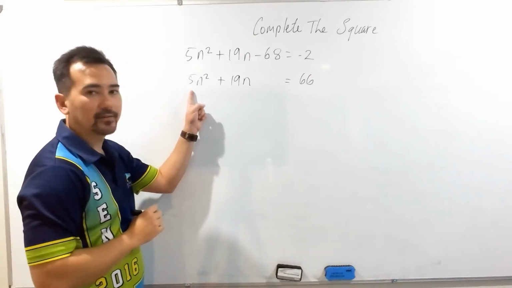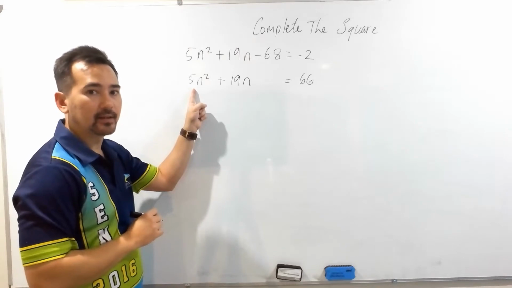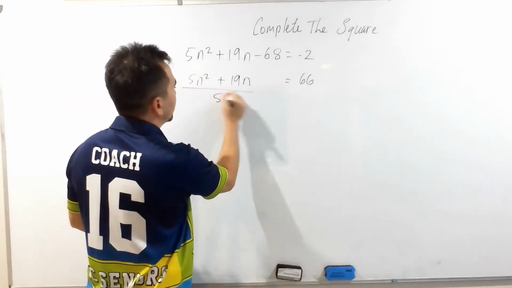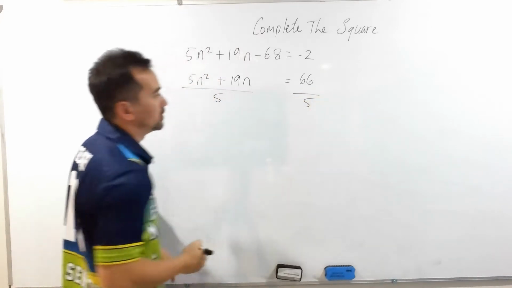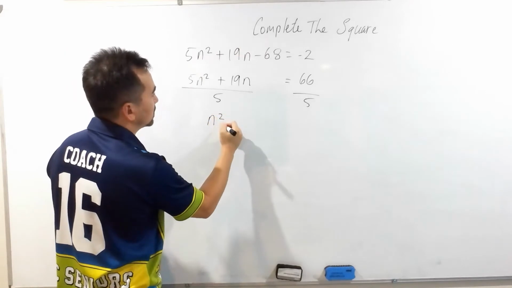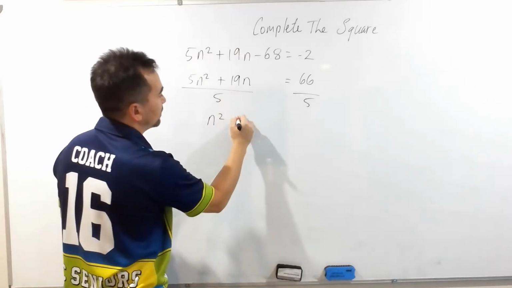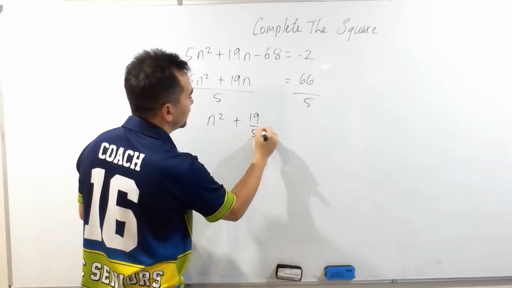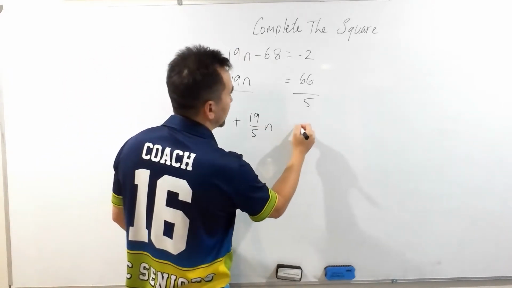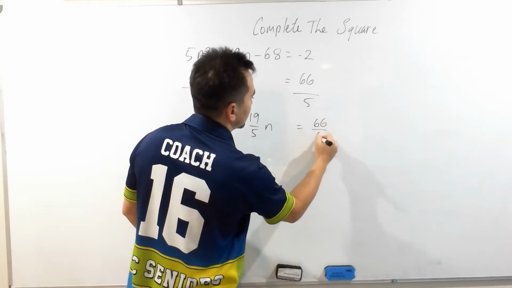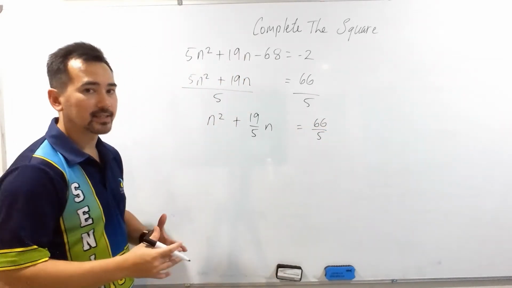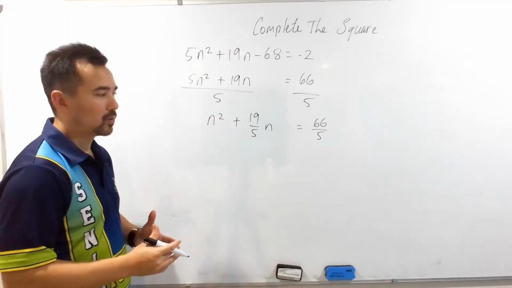Now, we have a leading coefficient other than the number 1, so we're going to have to divide off this 5, like so, and what I do to the left side I have to do to the right side. 5 divided by 5 makes 1n squared. 19 divided by 5 does not simplify, so I get 19 on 5n, and over on the right hand side I have 66 on 5, which doesn't simplify either. Okay, so you can start to see why this is getting a little complex.